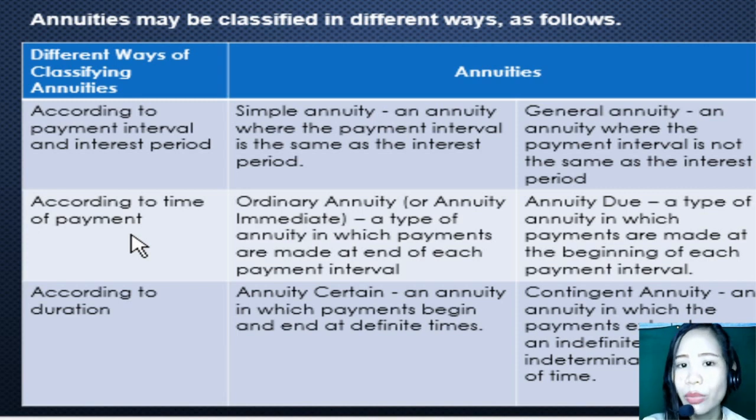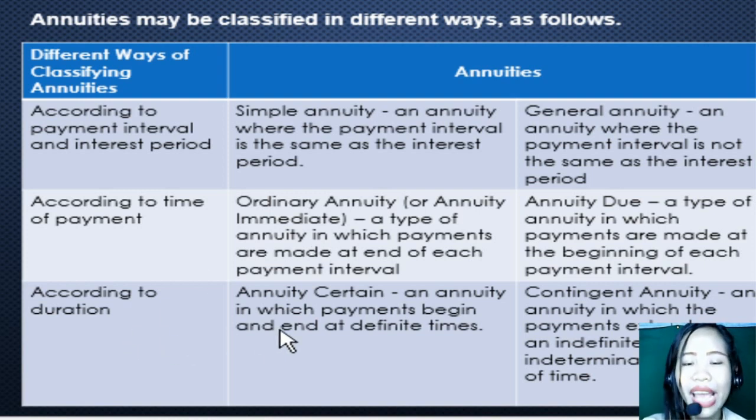If it's according to time of payment, it can be classified as either ordinary annuity or annuity immediate. It can also be classified as annuity due. So, if we say ordinary annuity, the payments are made at the end of each payment interval. However, if it's annuity due, the payments are made at the beginning of each payment interval. But most commonly, the payments are made at the end, right? So, that's ordinary annuity. Last is according to duration.